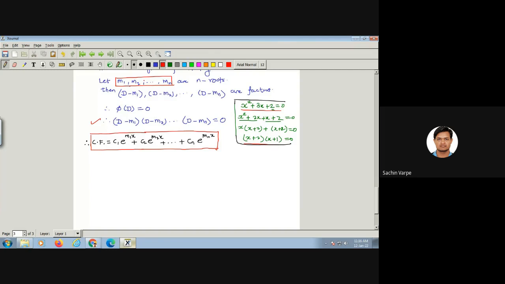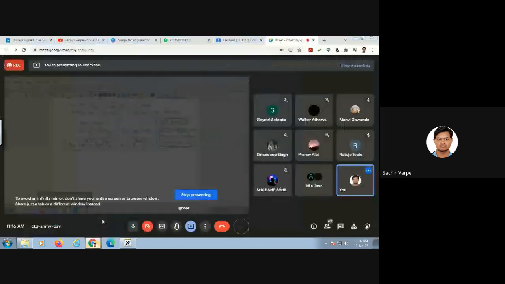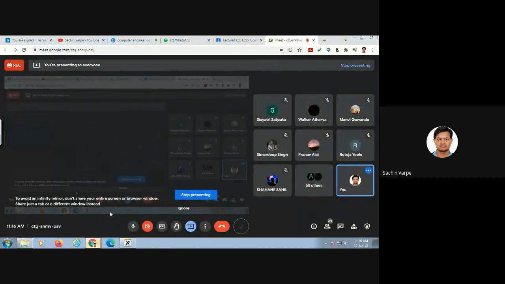So as we all know, this is the factored form of, yes, any doubt? Anybody want to ask any doubt? Someone has unmuted just now. No doubt? Okay, all right.